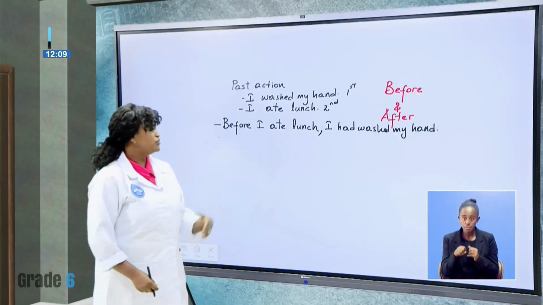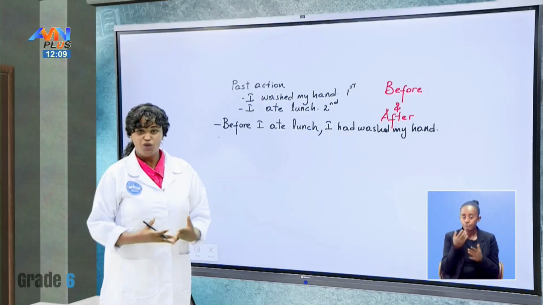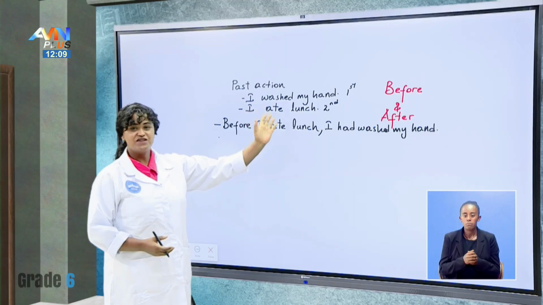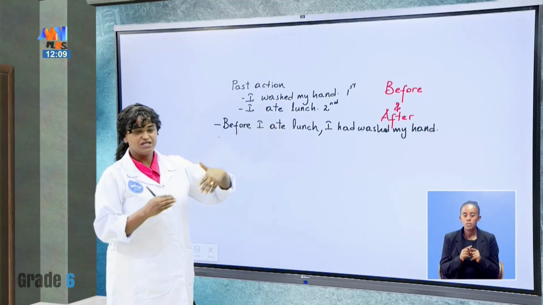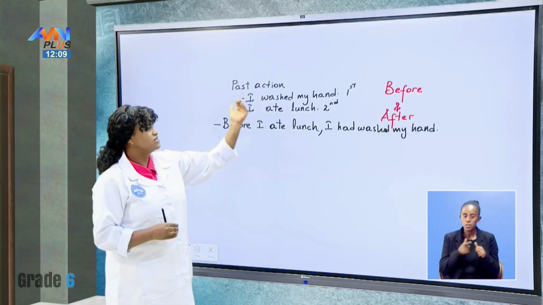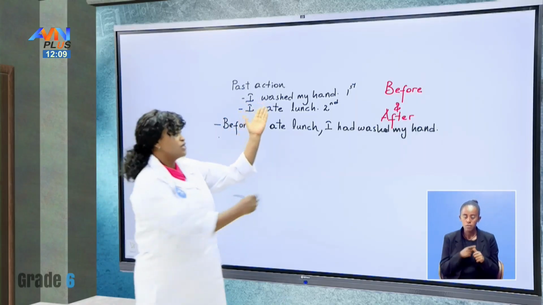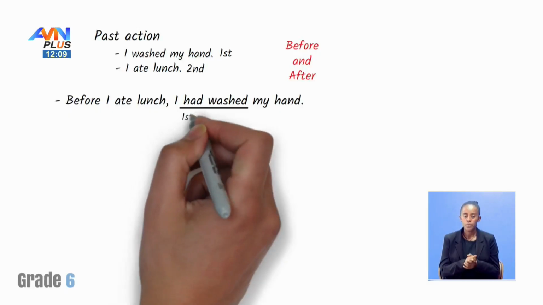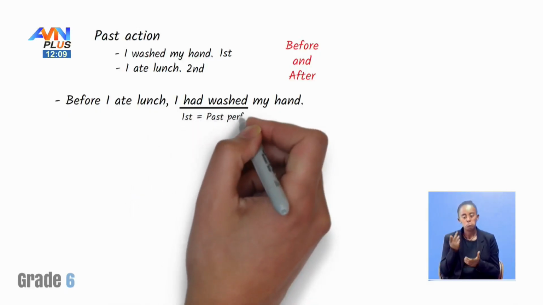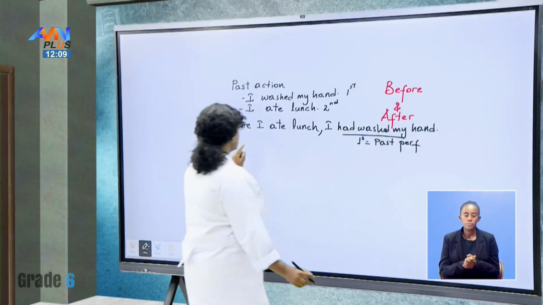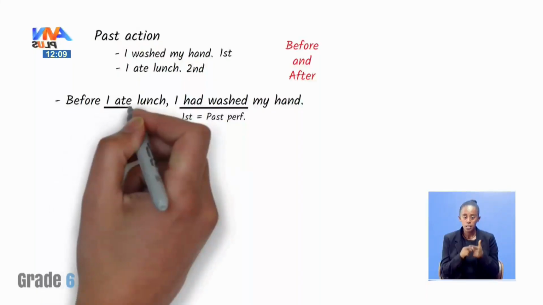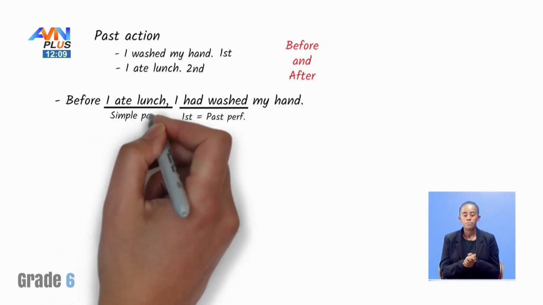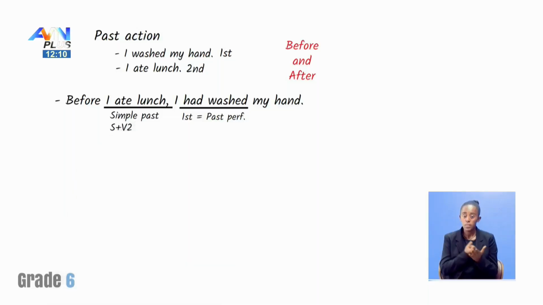Yes? Before I ate lunch, I had washed hands. Both of them are past activities, but they are different in time. Yes? Sequence. The first one, this one is the first past. So for the first past, we use what? Look, this is what? The first past. So we use past perfect. Past perfect. And for this one, the second act, we use simple past. That means what? Subject plus verb 2.